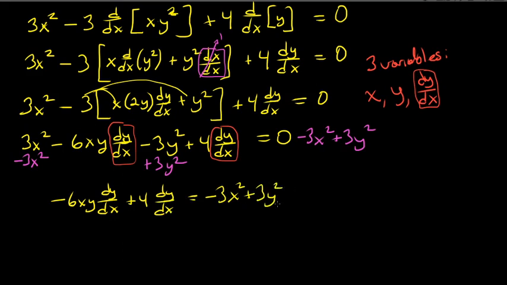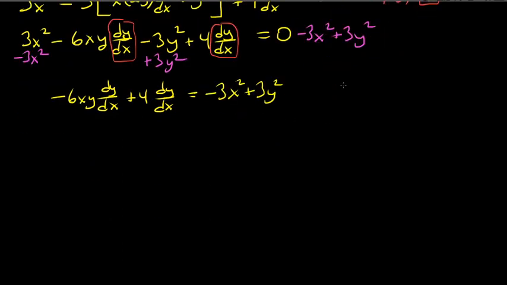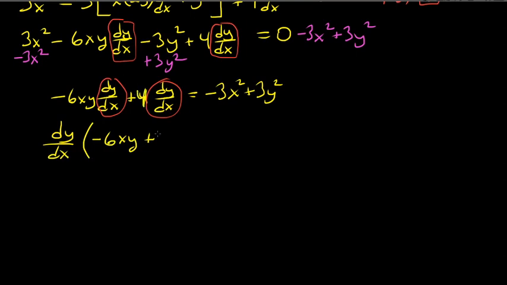I was going to write it the other way, but that's fine. You can always change the order. Right. So this is what we're solving for. Notice it's a common factor in both these terms here, so we can factor out the dy over dx. When you factor it out, what does this multiply? It multiplies the negative 6xy plus the 4 here, and that's still equal to negative 3x squared plus 3y squared. Let's try that. Okay.